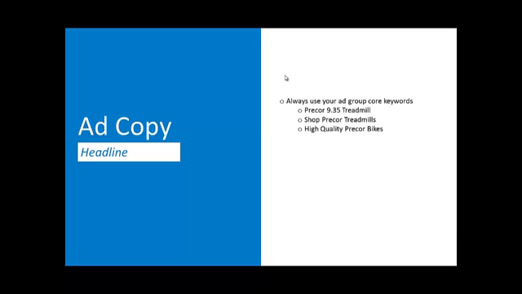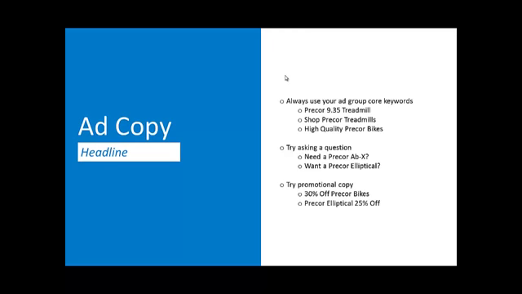So here I've laid out a couple of headline examples: Precor 935 treadmill, shop Precor treadmills. These are all headlines with your core keywords. Also, you can try asking a question. We find that asking a question, solving the need, increases click-through rates.